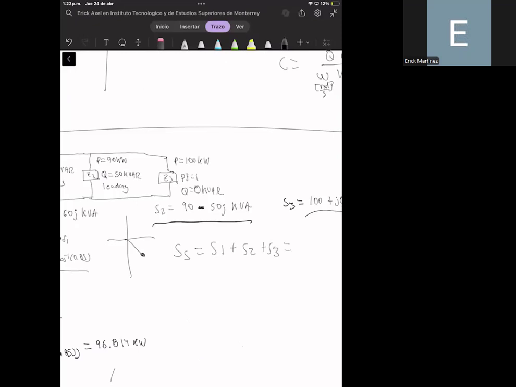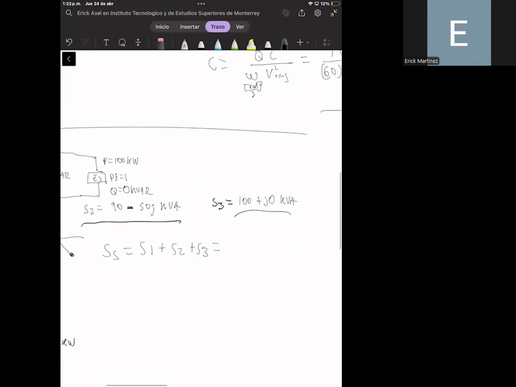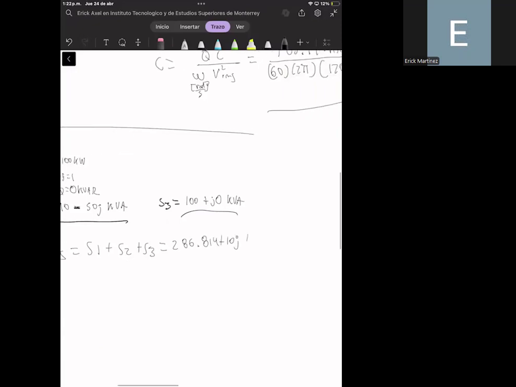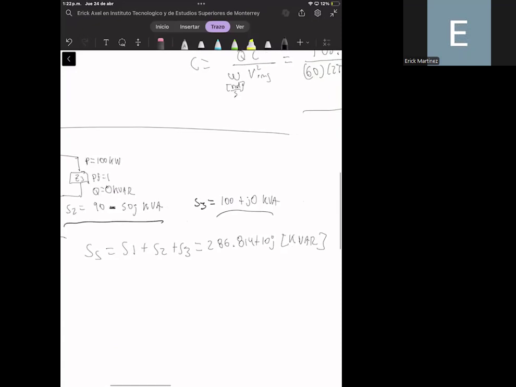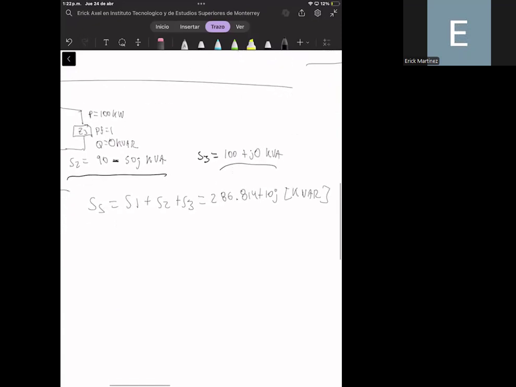And if you add together all of these quantities, you will see that the equivalent complex power is 286.814 plus 10J kilovolt ampere reactive. And well, I think that's it.